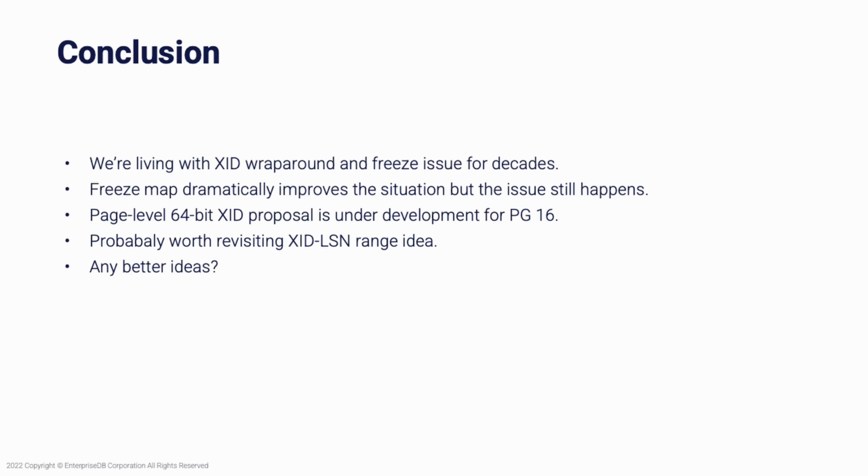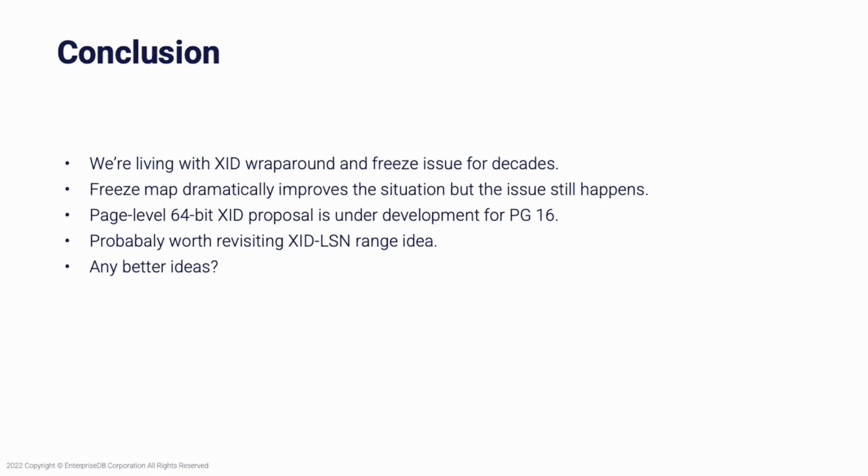And the conclusion. We have been living with the XID wraparound problem and the freezing problem for decades. Freeze map and other improvements dramatically improved the situation, but the issue still happens. One promising approach is the page level 64-bit idea, which is under development for Postgres 16. And another promising approach is the XID ranges idea, the third one.